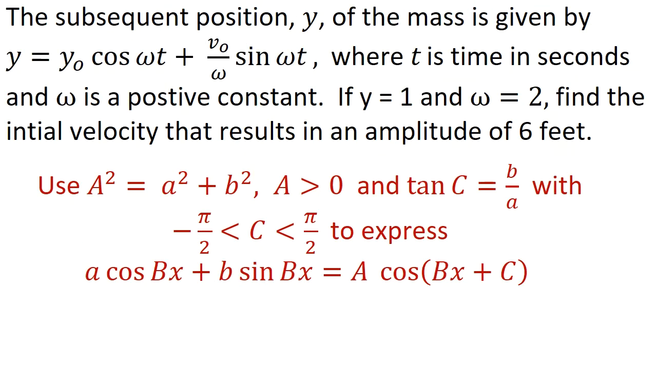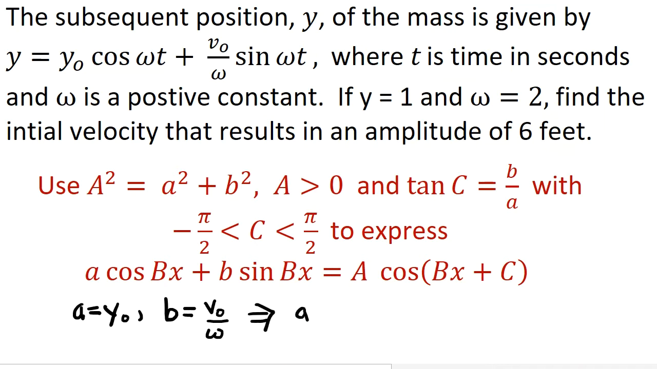So we need to translate between the equation we're given and the equation in red. I know that a must equal y0, just looking at the given equation and the equation in red, and lowercase b has to be equal to v0 over omega. But we've been given specific values, so I can go even further. I can say a is 1 and b equals v0 divided by 2. And in this problem, I have to have the amplitude capital A being 6.